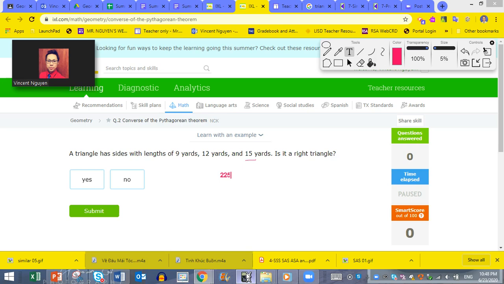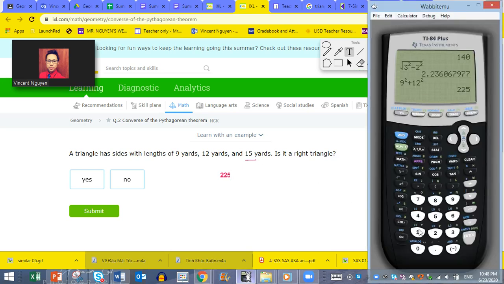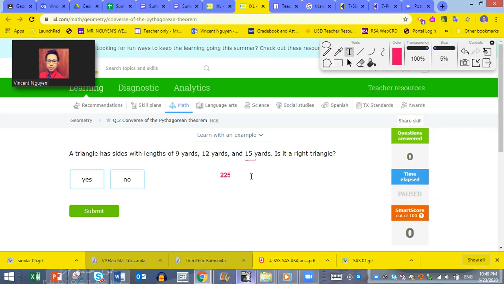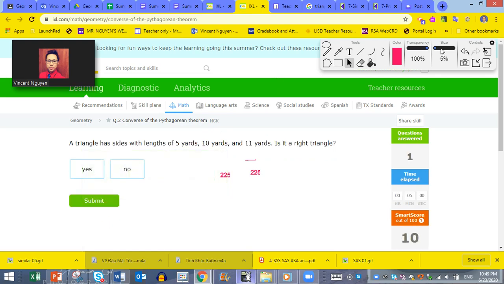Let me test the other one. Let me test 15 squared. If I do 15 squared and it's also 225, then I know it is equal, right? 225 equals 225. So if a squared plus b squared equals c squared, then we say it is a right triangle. So I'm going to say yes. All right, so that's pretty much it. You're using the Pythagorean theorem converse. The converse says if a squared plus b squared equals c squared, then it is a right triangle.